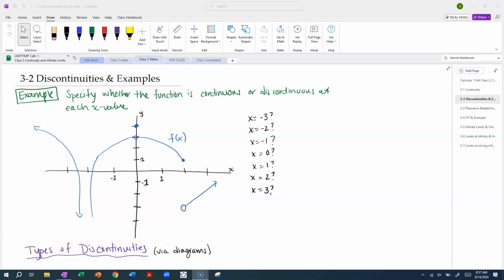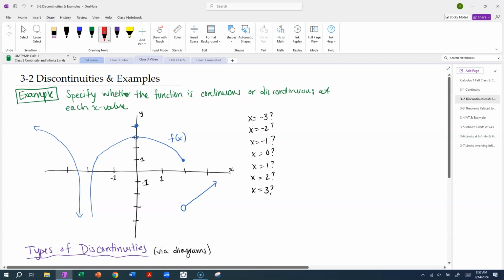Welcome back. In this video, we are going to look at discontinuities. And as a first exercise, before we get to the different types, we have this function, and it is a function, despite what you might believe. We just need to identify whether it's continuous or discontinuous at each of these particular x values, okay?